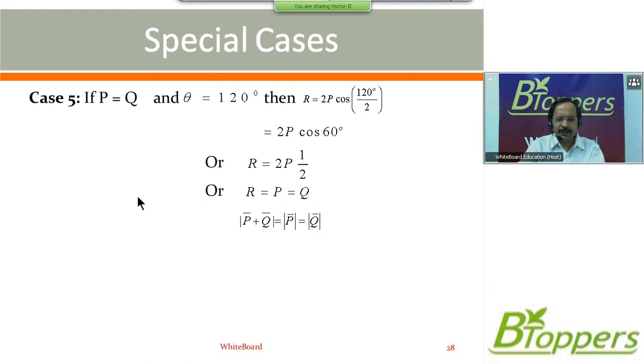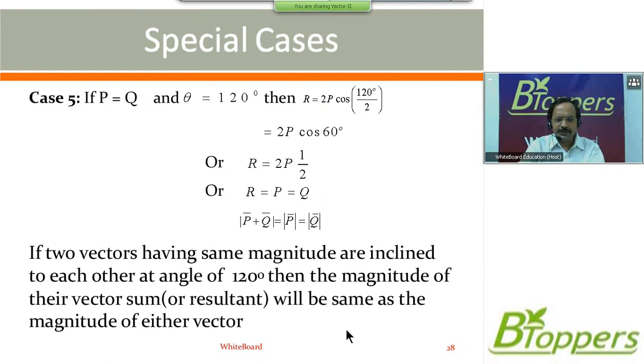That means if the two vectors P bar and Q bar have same magnitude, and if they are inclined to each other at an angle of 120 degrees, then the magnitude of the vector sum of P bar and Q bar is same as the magnitude of P bar, or same as the magnitude of Q bar. This conclusion also better you remember, so that we can directly use it in some of the problems. If two vectors having same magnitude are inclined to each other at an angle of 120 degrees, then the magnitude of their vector sum or resultant will be same as the magnitude of either vector.